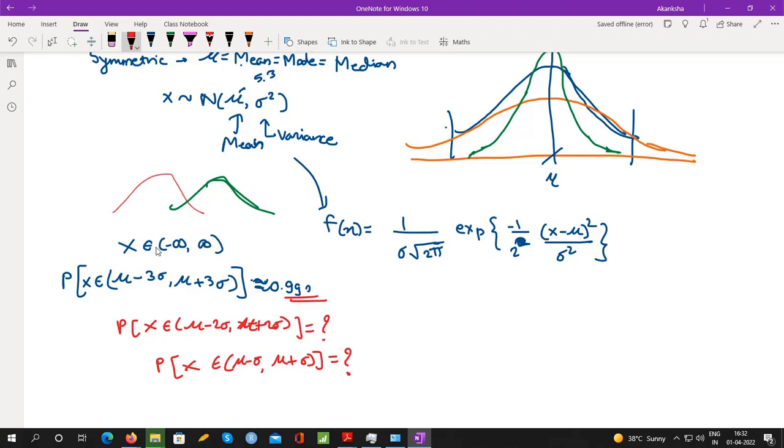So the point of this is that the majority of the values lie between mu minus 3 sigma to mu plus 3 sigma. Okay, so even though the entire range is minus infinity to infinity, it could be used even for those variables like height, weight, where we know that the actual range is going to be finite. Okay, okay so far.